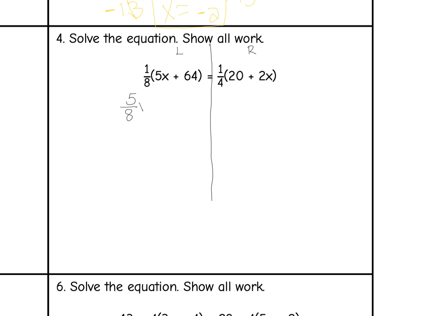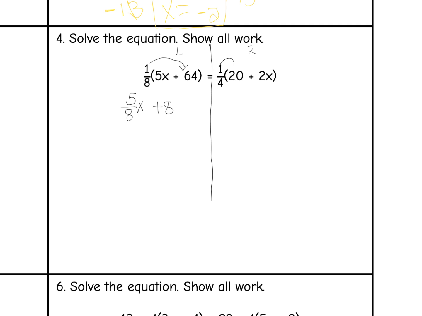5/8 x. And now I have 1/8 times positive 64. You can plug that into Desmos, and you know that 1/8 times 64 is just 8. So I have a plus 8. Okay, it's a little bit better to look at. Now let's do the other side.